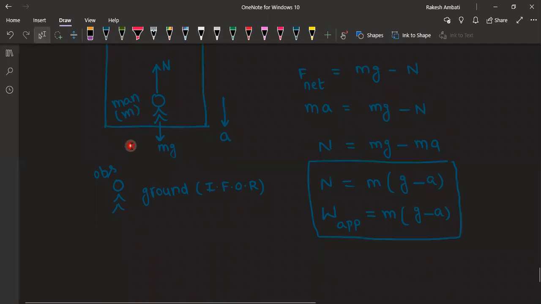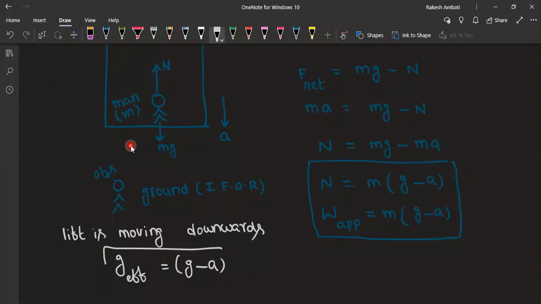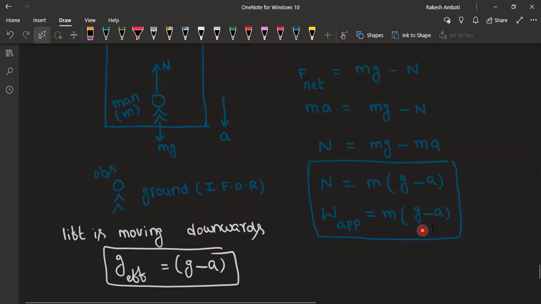So finally, when the lift is moving downwards, the point we have to remember is that the effective gravity is g minus a. When the lift is moving downwards, the effective gravity value is g minus a.